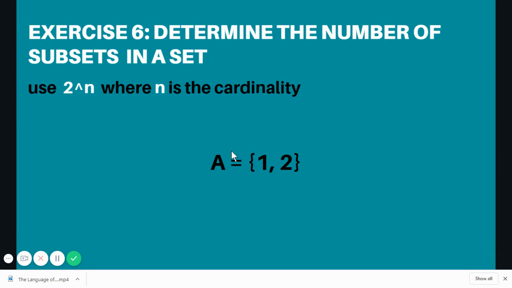So, let us have our exercise number 6. Determine the number of subsets in a set. Okay, so use 2 raised to n where n is the cardinality. So, ano yung cardinality ng set na ito? When we say cardinality, ilan yung laman niyang elements? 2. 1, 2. So, I'll be giving you 5 seconds to answer the example. Okay, so the answer is 4.